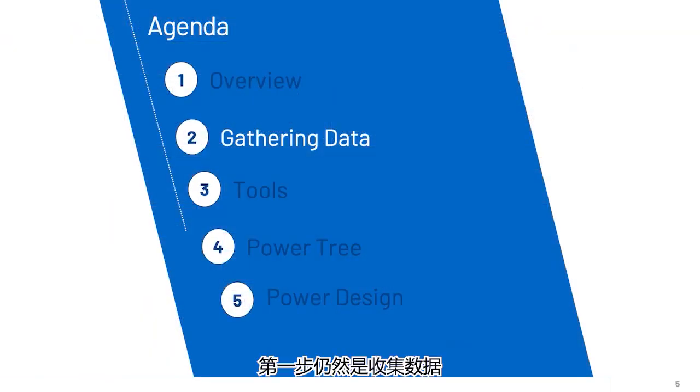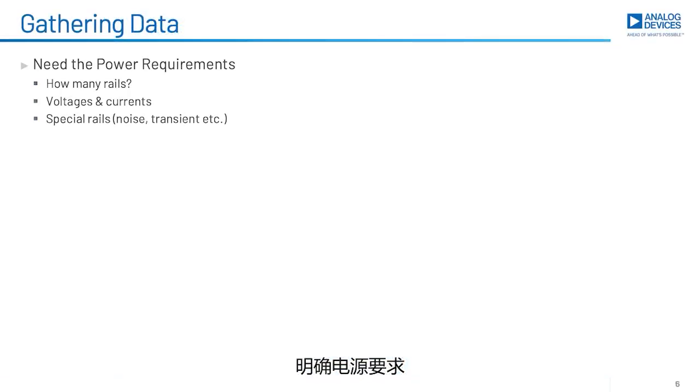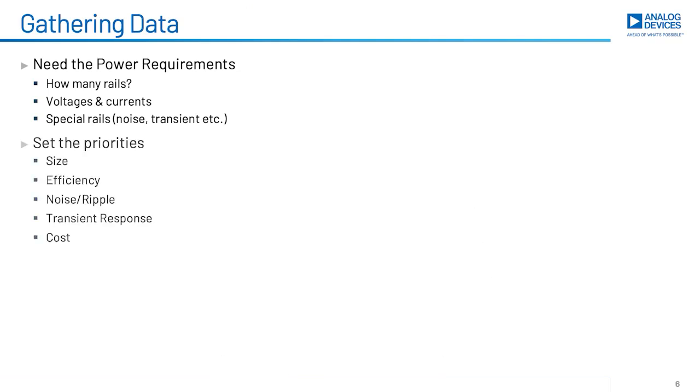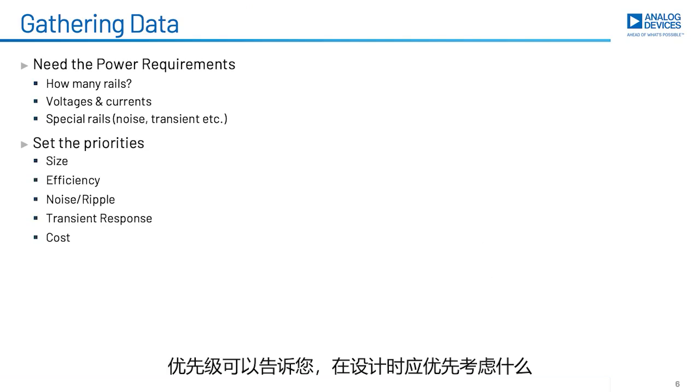Gathering data is still the first step, the power requirements. The requirements are, what's your input look like? How many rails do you need? What are the voltages and currents? And are there any special rails that need closer attention? The priorities are how we implement it. The requirements are the numbers of what we need. The priorities tell you what you should prioritize when doing the design.